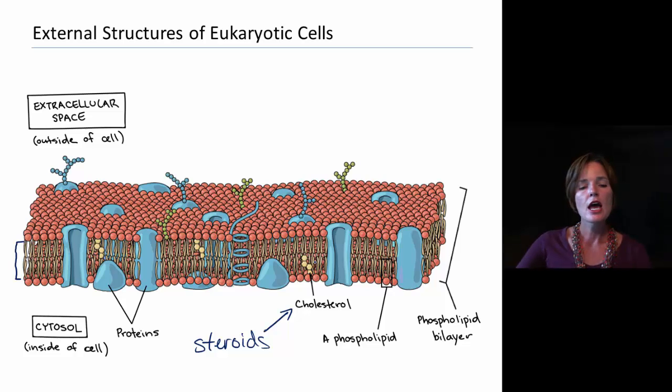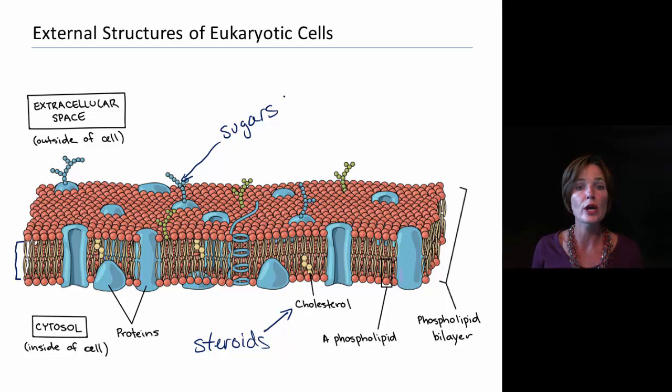And then we can see it up here on the top, we can have some sugars. Those sugars, they would be on the outside side of the cell or the external cell side. And these are a lot of times important for communication between cells or recognition even between cells so that this cell can recognize this other one over here.